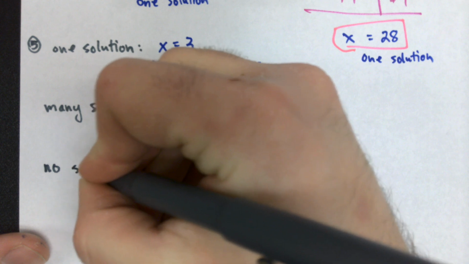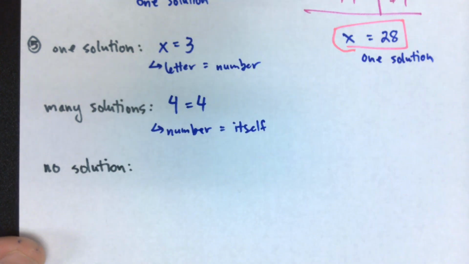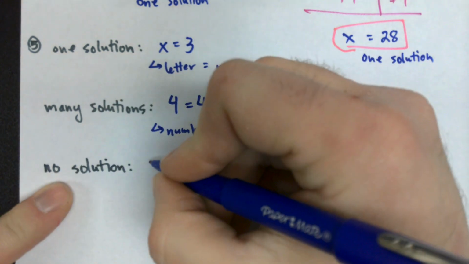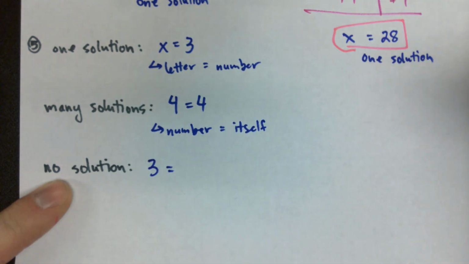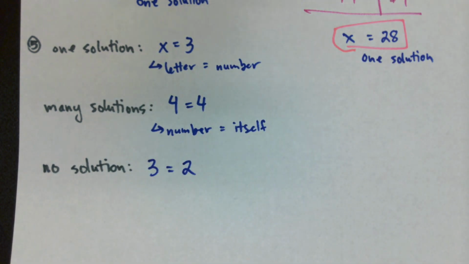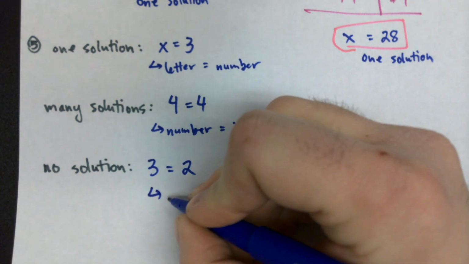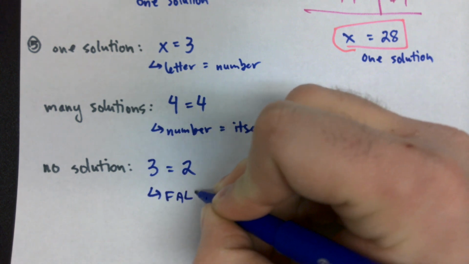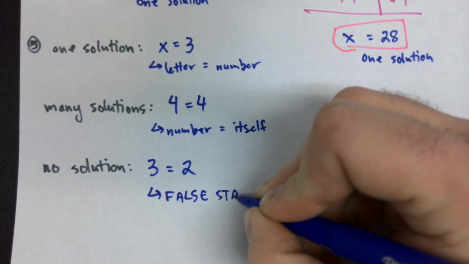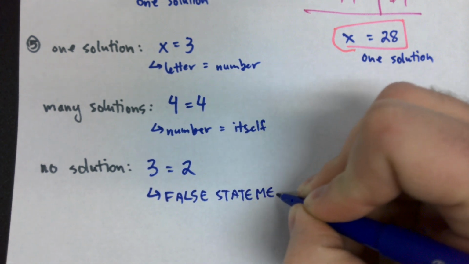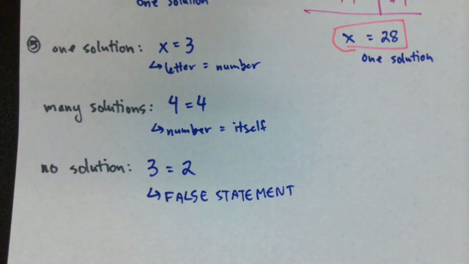And finally, no solution looks a little something like this. Maybe 3 equals 2. So we know that an equation has no solution when we have a, basically, false statement. Does 3 equal 2, everybody? No, 3 does not equal 2. That is a false statement, so we would have no solution in that case. All right?